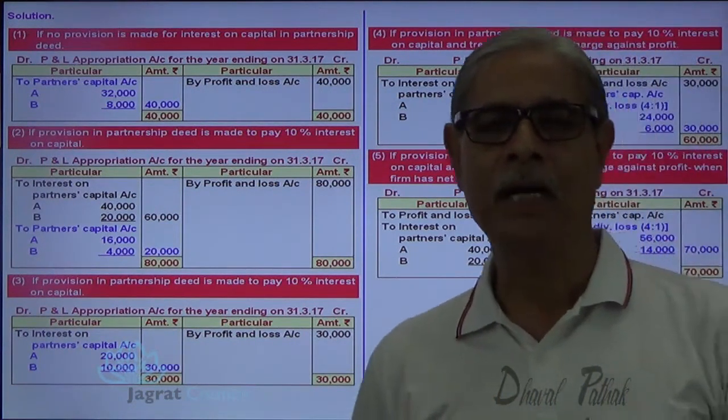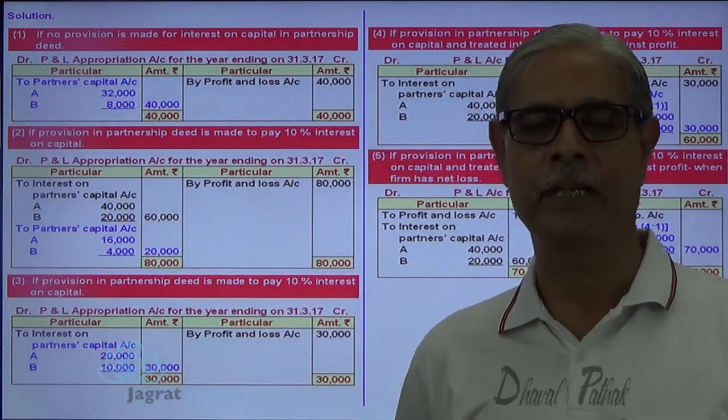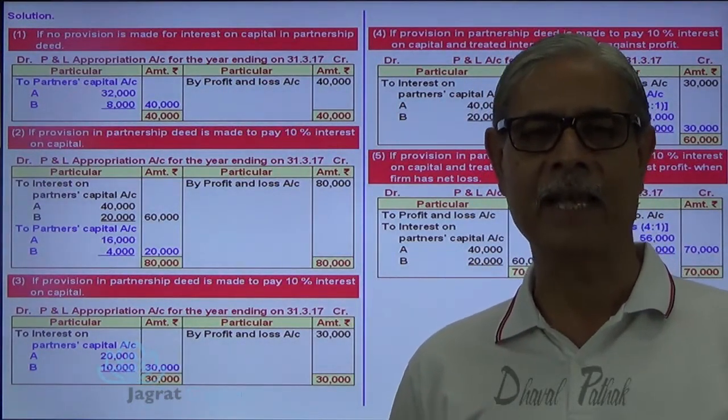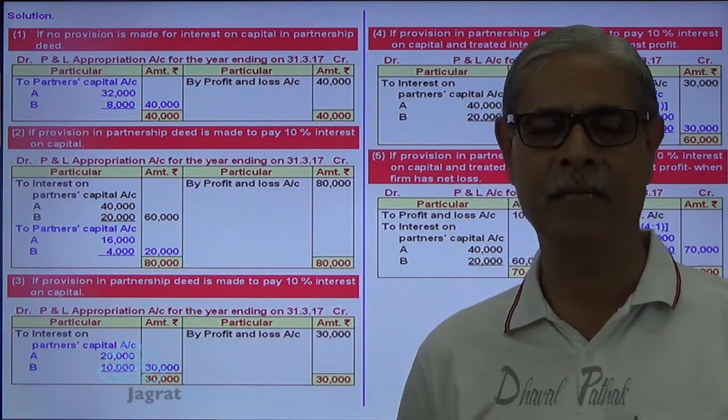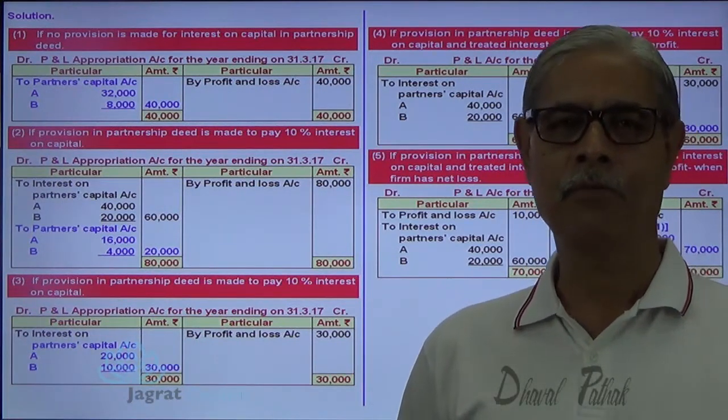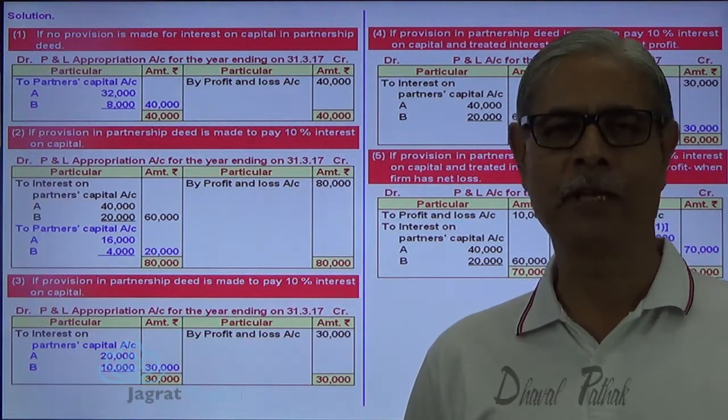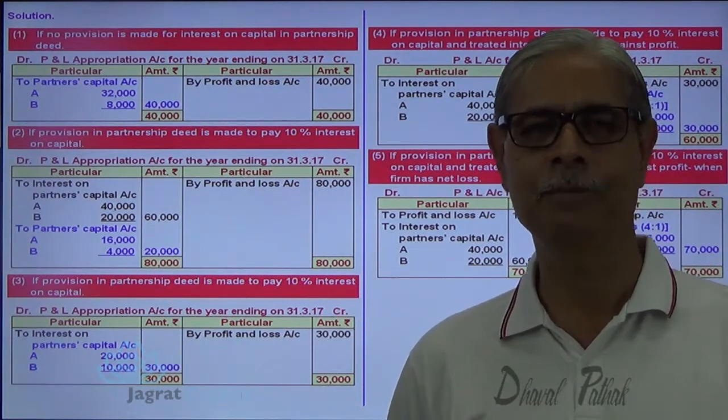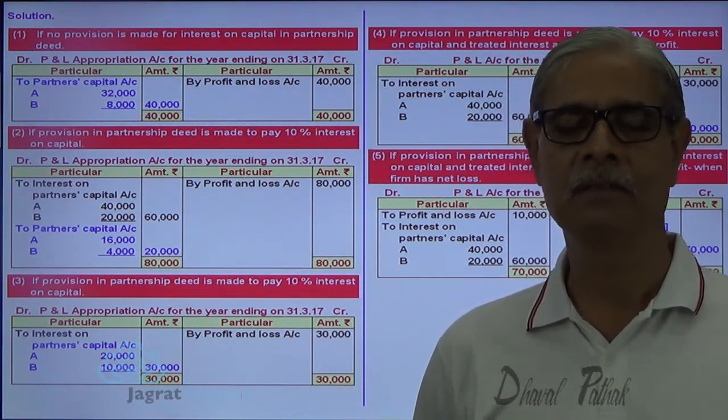So I have tried to explain to you the concept of profit and interest on capital as agreed by the partners in the partnership deed. 5 various options are considered for your understanding. I feel that you have followed all these things.